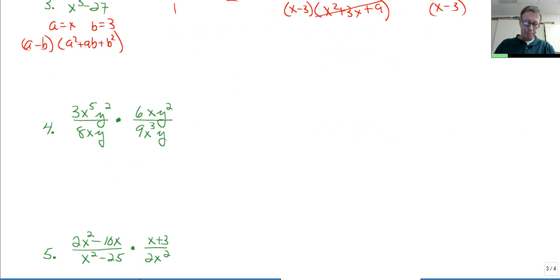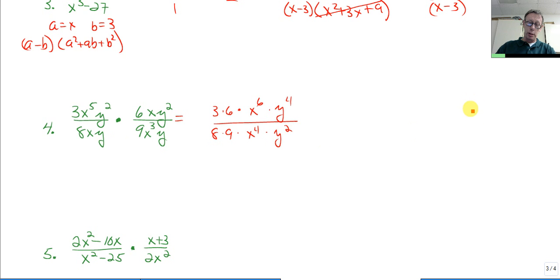Next problem is, let's go ahead and multiply across. That would be 3 times 6. Now combining my x's, I have x to the 6th power, 5 plus the 1. And for the y's, I would have y to the 4th. On the denominator, I would have 8 times 9. Then the x times x cubed would be x to the 4th. And y to the 1st times y to the 1st is y squared.